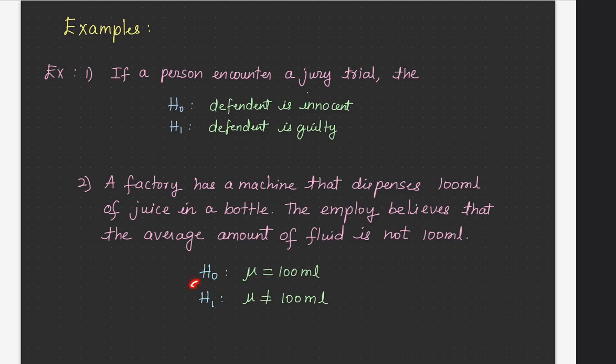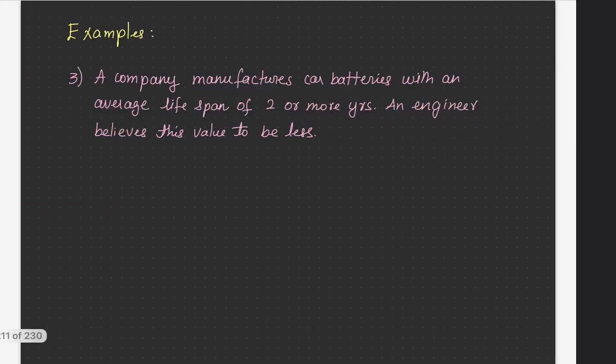Look at this. The null hypothesis is the assumption that mu is equal to 100 ml, which we assume to be true. But the employees claim that what we need to prove here is that it is not exactly equal to 100 ml. From the sample data we collected, we do some testing and gather evidence to reject this one and to support this. If we cannot find enough evidence to reject this, then we don't reject it. Okay, that's it.